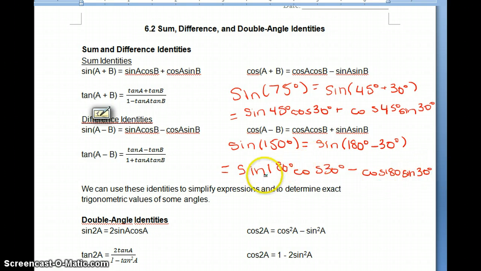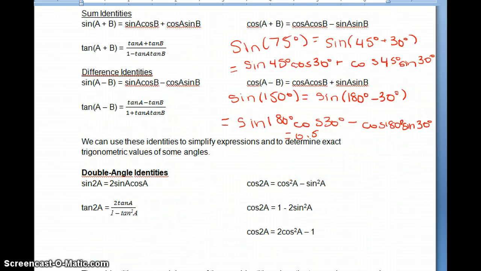When you guys put that into your calculator, sine of 180 degrees times cosine 30 degrees, subtract cosine of 180 degrees times sine of 30 degrees, this should give you the same value as sine of 150 degrees. You should find, if my memory serves me correct, it should be 0.5. That should be your value there for sine. Okay, very good. We'll move on down here.